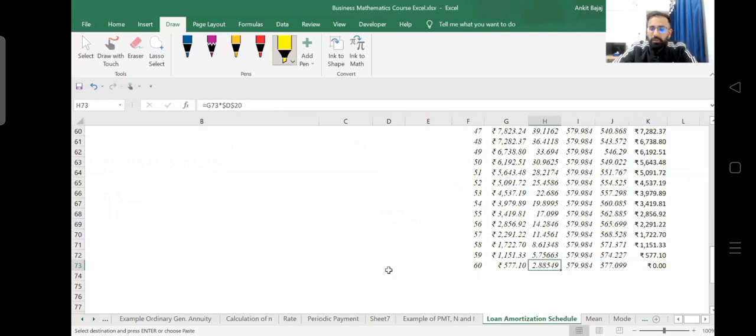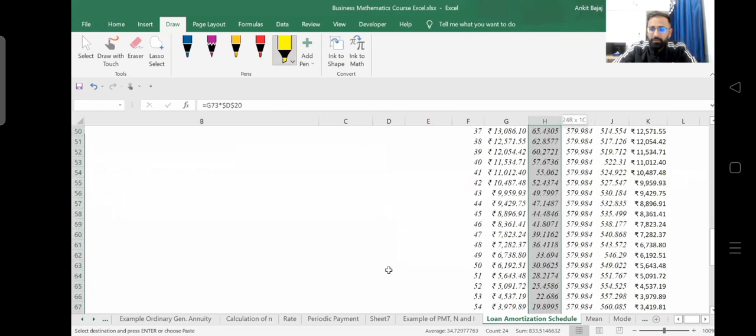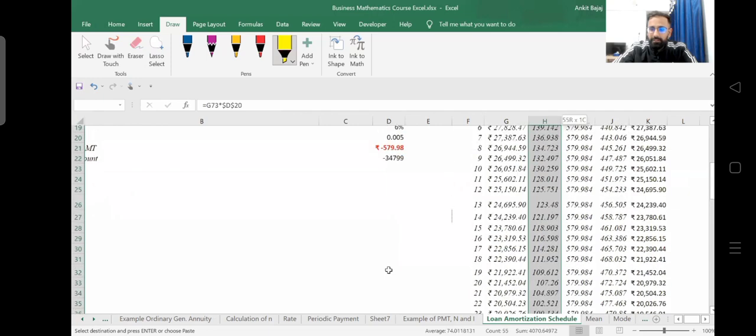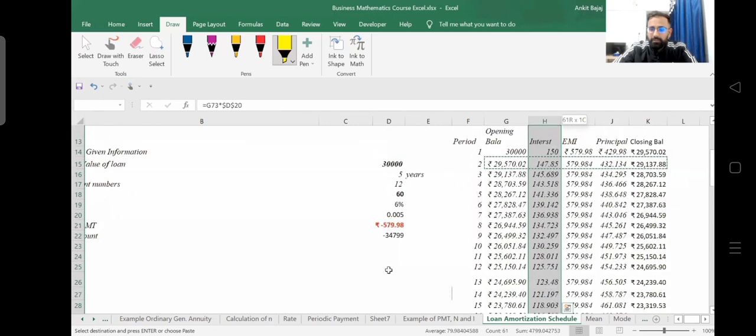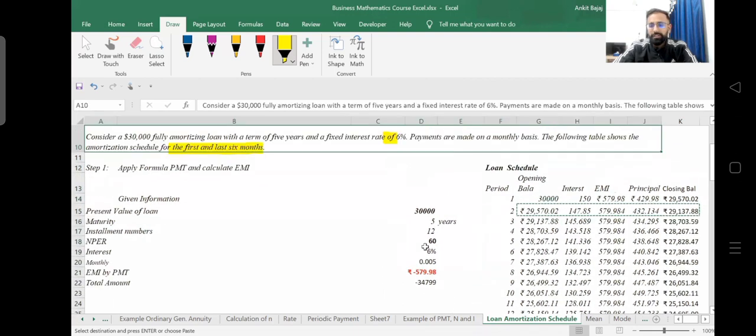Now I will do the total of interest. If I do the total of interest, you can see here, the total of interest is 4799.04. And here in the calculation, we are paying an additional 4799, right? So this is how we prepare a loan schedule, right?